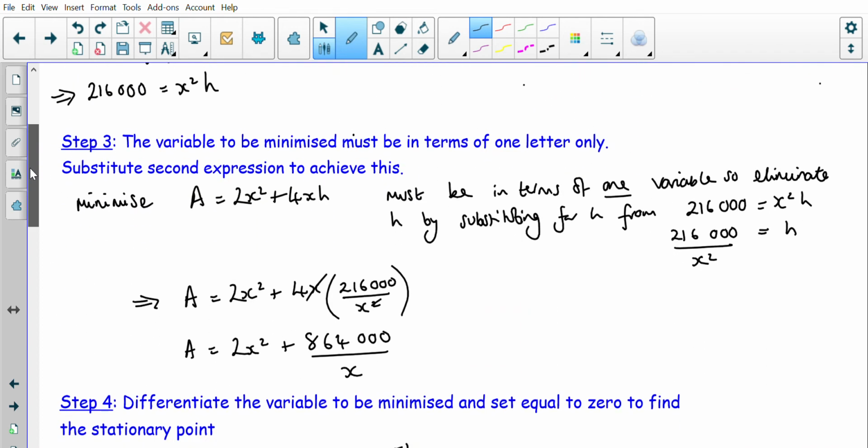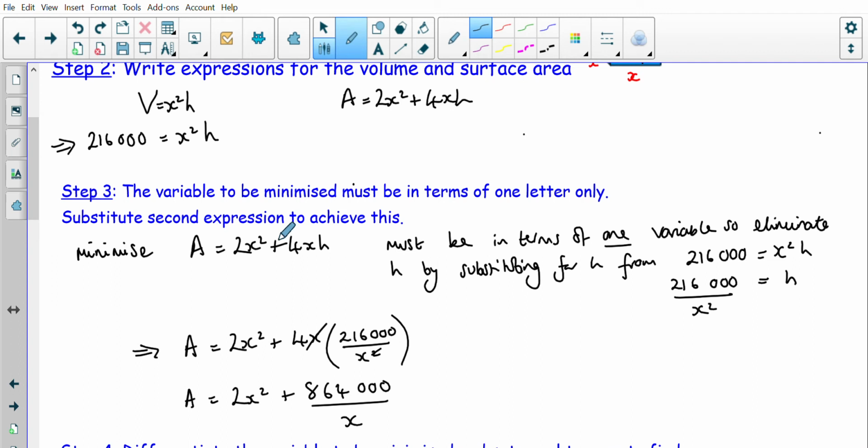So this is what step 3 does. We want to minimise the area, but it must be in terms of 1 variable only. So we're going to eliminate h from the expression for the area by substituting h from the expression for volume. So rearrange the expression for volume to get h, and then we're going to substitute that in here. And then we're going to simplify. So we get an expression for area, and this is in terms of x only.